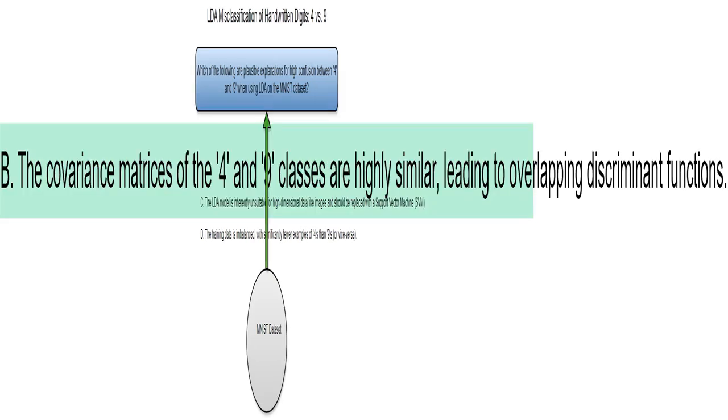I agree, this is another likely reason. LDA assumes that different classes of data are spread out in different ways. Each class has its spread, represented by a covariance matrix. If these spreads are very similar for 4 and 9, the LDA model's boundaries, discriminant functions, between these classes will overlap significantly, leading to errors in classification. This is like trying to separate two overlapping clouds. It's hard to draw a clear line between them.